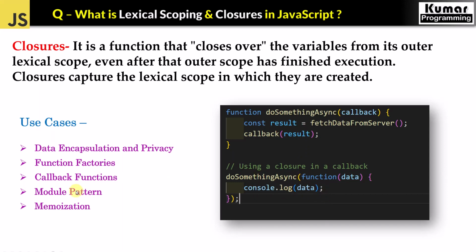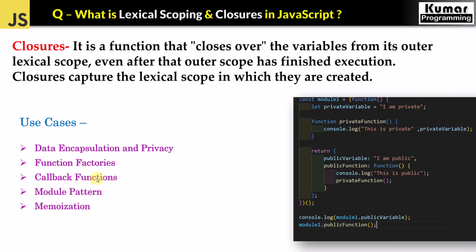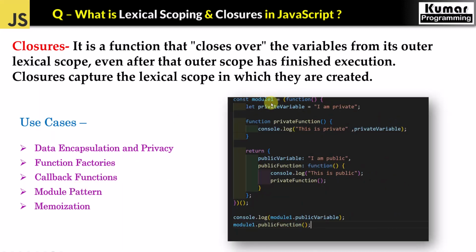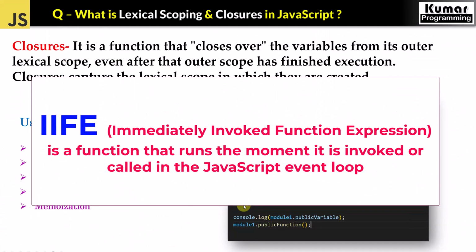Okay. Now see the next one, which is the module pattern. Now here you can see I have created a module, and inside this module I have created a function, and then inside this function I'm using a private variable, and also I have created another function which is a private function, and then I'm returning a public variable and a public function, and I'm calling this private function inside this public function. Okay. So here you can see I have enclosed this function inside brackets, and that is nothing but an IIFE. IIFE is an immediately invoked function expression that I'll cover in a separate video. That is also a very important topic from the interview perspective.